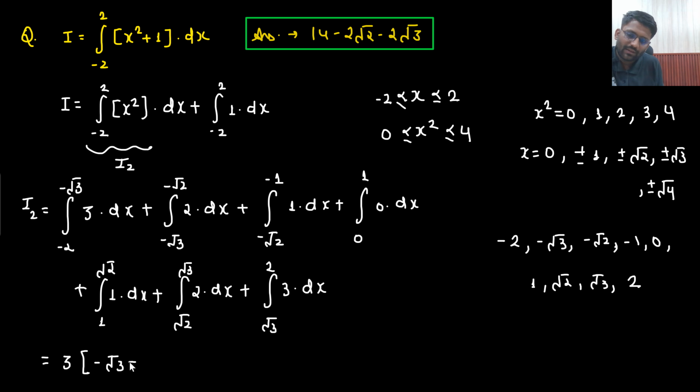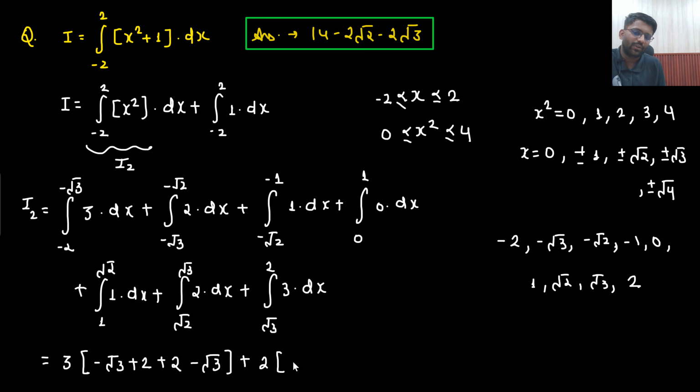So what you see here, within 3, what are you getting? Minus under root 3 plus 2. And here as well, what will you get? Plus 2 minus under root 3. Right? 3 take outside x, then 2 minus under root 3. Then 3 take outside, minus under root 3 plus 2. Then 2 take outside from here.